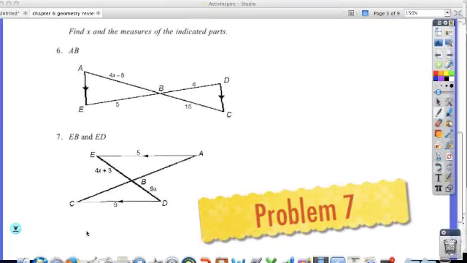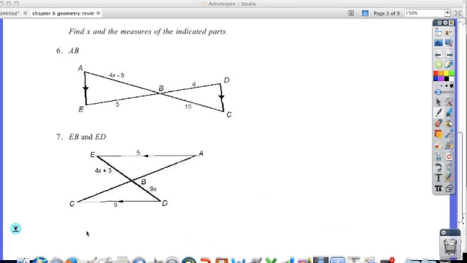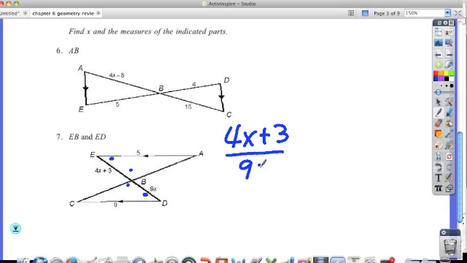Okay, now we're doing problem 7. They want us to find x, EB, and ED, correct? Those are congruent, right? So the triangles are going to be similar. So I'm going to set up 4x plus 3 over 9x, correct? To 5 over 9. Do you agree with how I've set it up? Do you agree that it works? Anybody want to cross multiply for me?